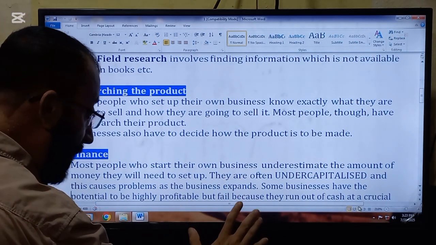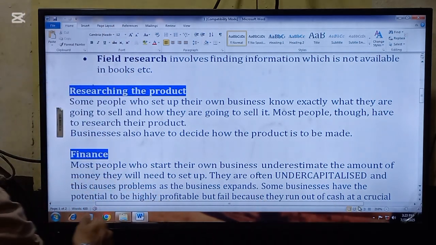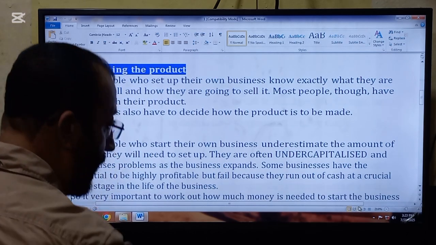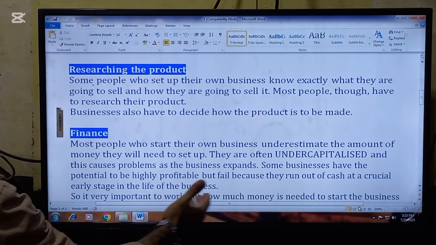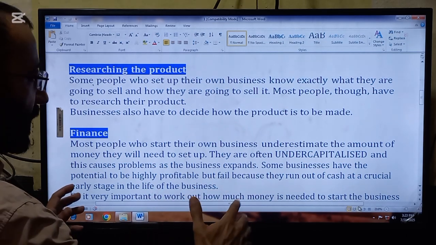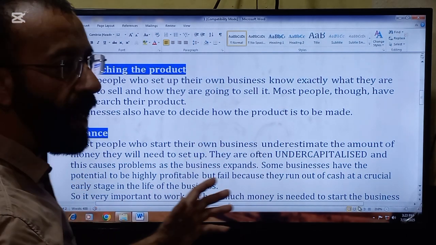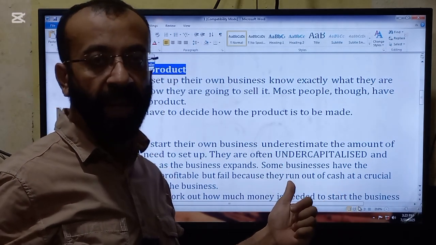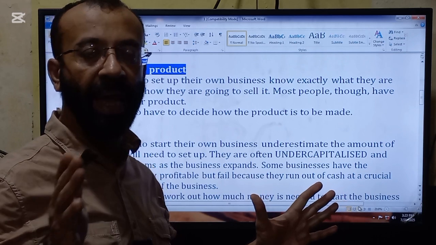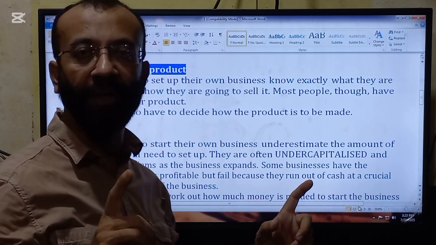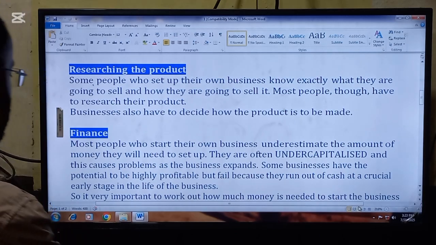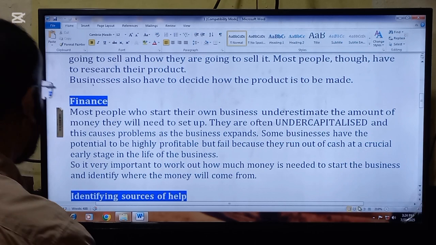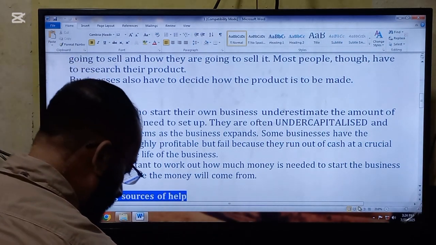So look now, a very, very important point. Some businesses have the potential to be highly profitable, but fail because they run out of cash at a crucial early stage in the life of the business. When the business is at the takeoff position and requires more cash, the cash has run out because in the beginning the entrepreneur was unable to anticipate the exact amount of cash required. So it is very important to work out how much money is needed to start the business and identify where the money will come from.